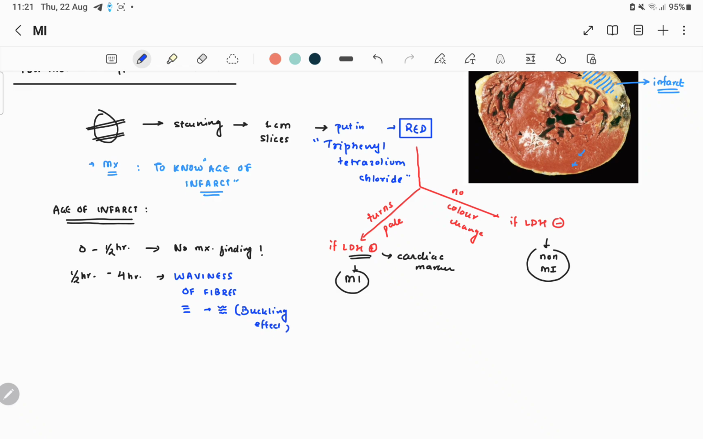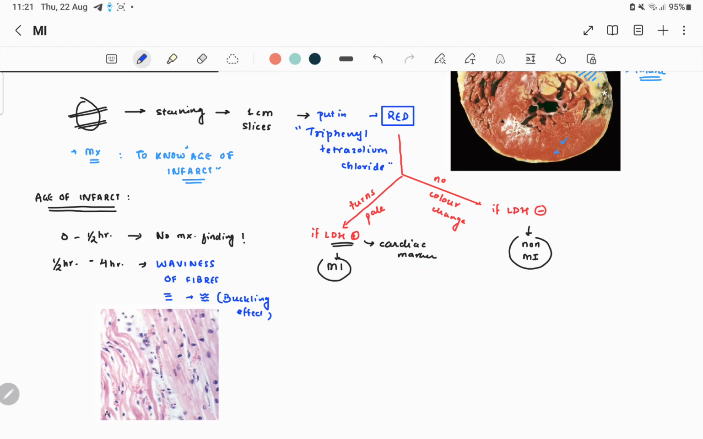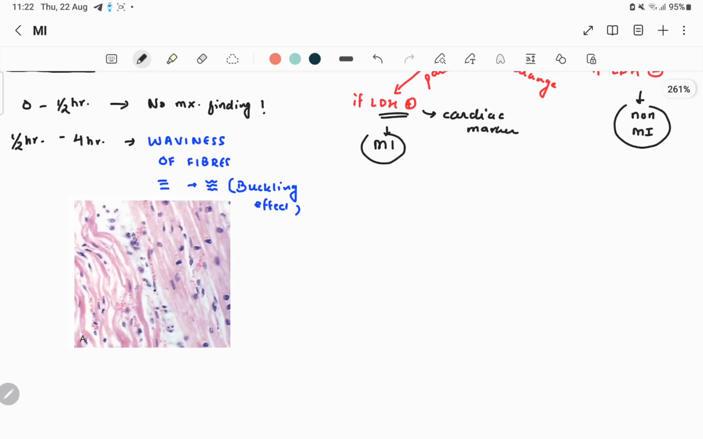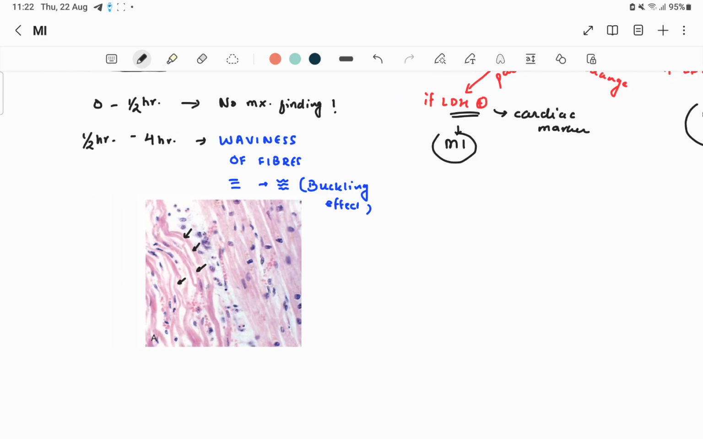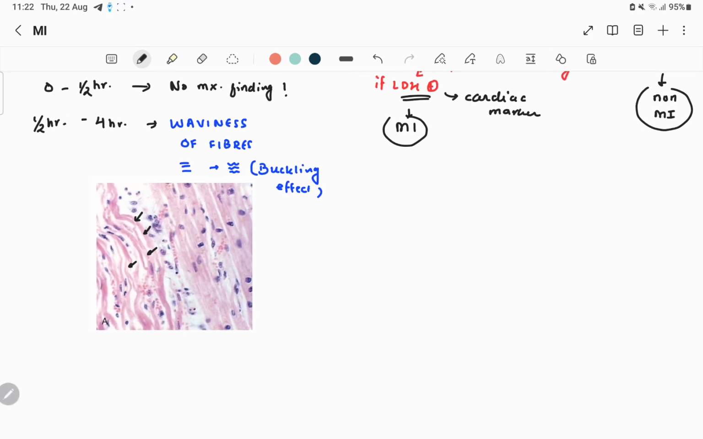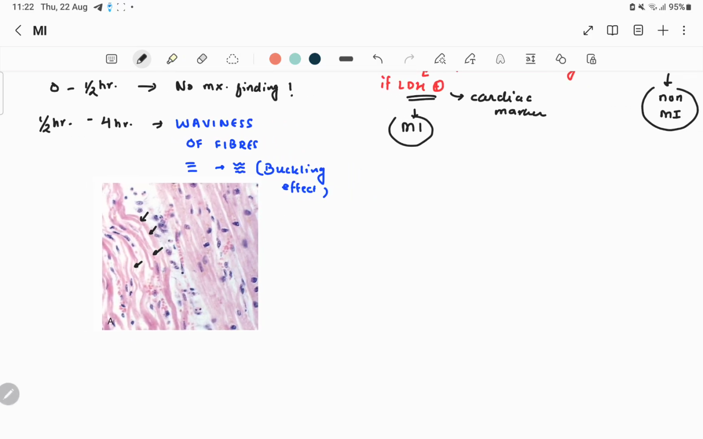If you want to see a picture, just look at this. This is the picture when there is waviness of fibers. You can observe the waviness of fibers, but this is a little bit older infarct. Why, I will tell you. But this is basically after 4 to 24 hours. We'll see. So this is just half hour to 4 hours.